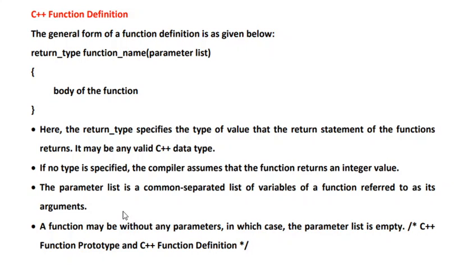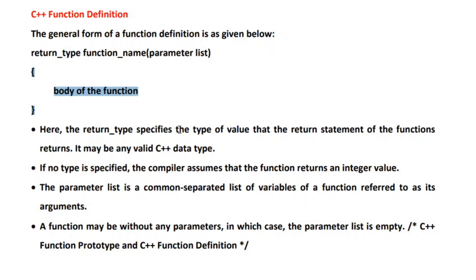Now, function definition. As in the case of function declaration, we need to have different sections in the case of function definition. Whenever we are defining a function, it has a function header and a function body. So this is the function header and this is the function body. The function header specifies the function return type, the function name, and the parameter list, whereas the function body specifies the operation that the function performs.